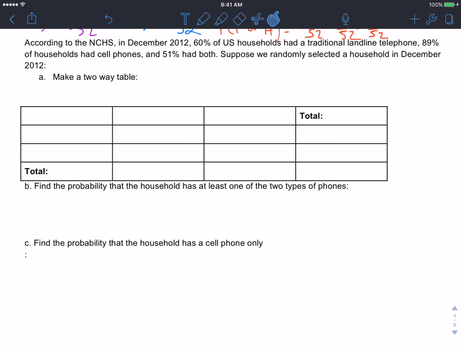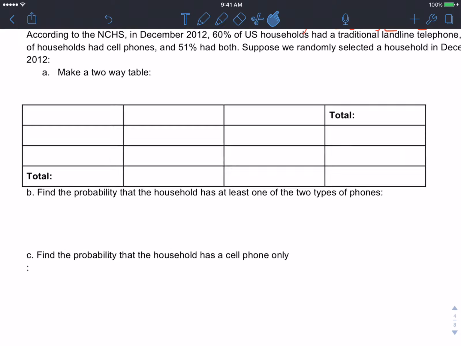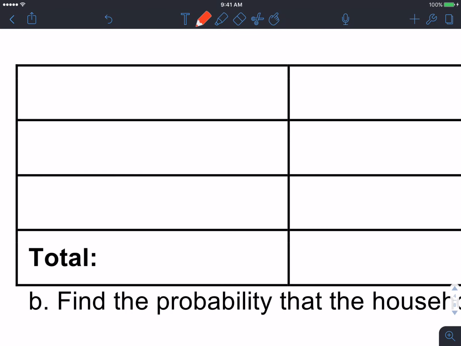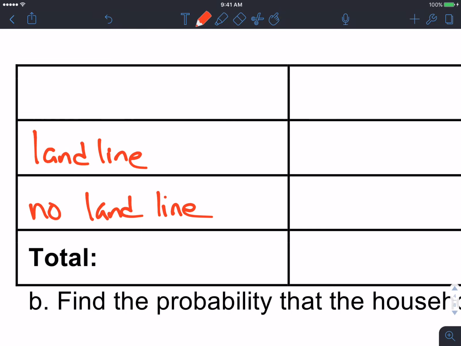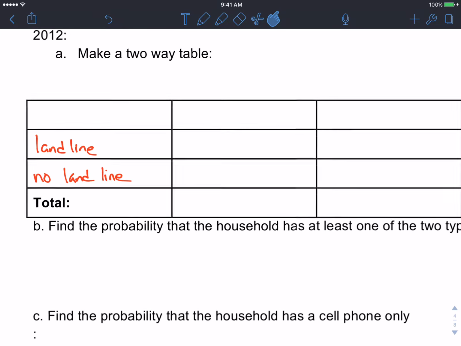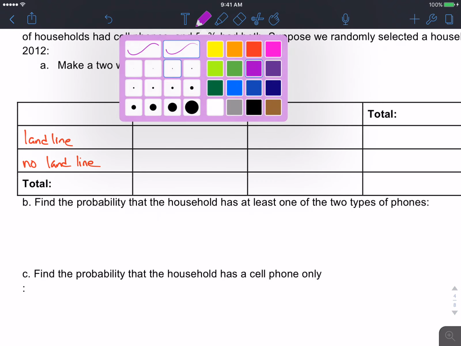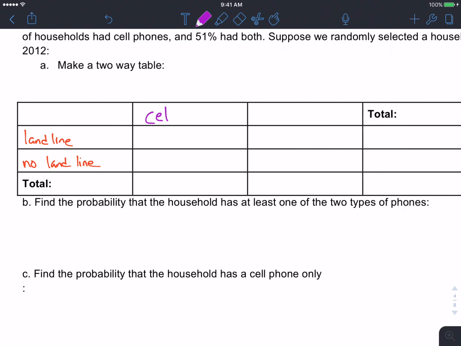According to the NCHS, December 2012, 60% of U.S. households had traditional landline telephones, 89% of households had cell phones, and 51% had both. So let's set up a two-way table. I'm going to start over here. I'm going to say this is landline, this is no landline. Over here I have cell phone, and this is no cell phone.